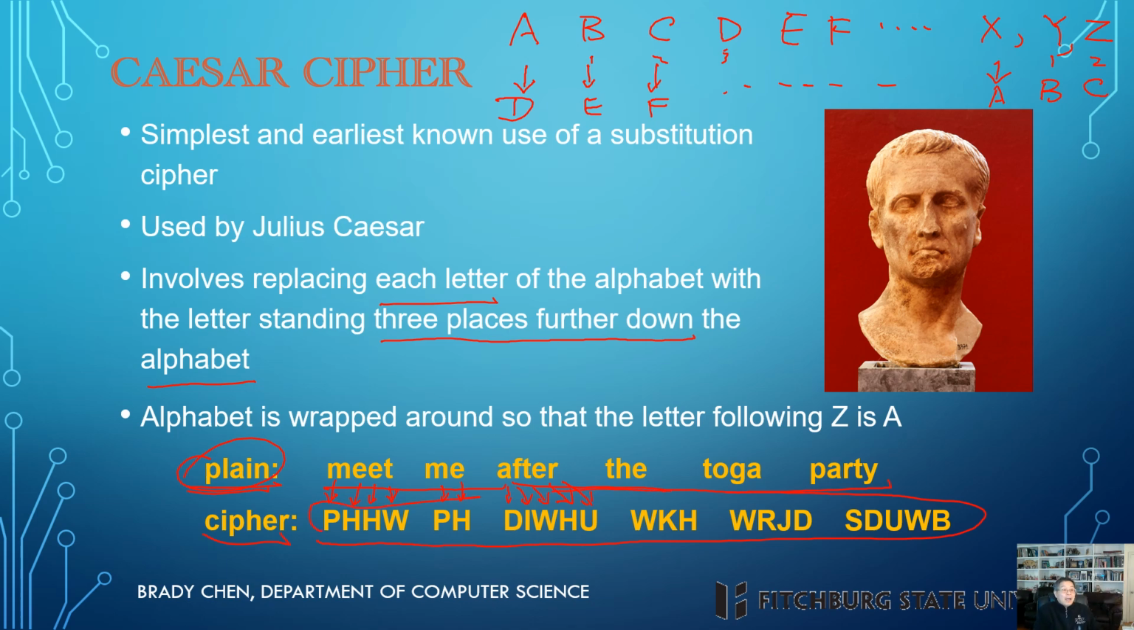Now in ancient times, when an army wanted to send a message in the battlefield, even if this message was captured by the enemy, hopefully it's not easy to decode the message, right? But the encryption is very simple. It just shifted the letters.